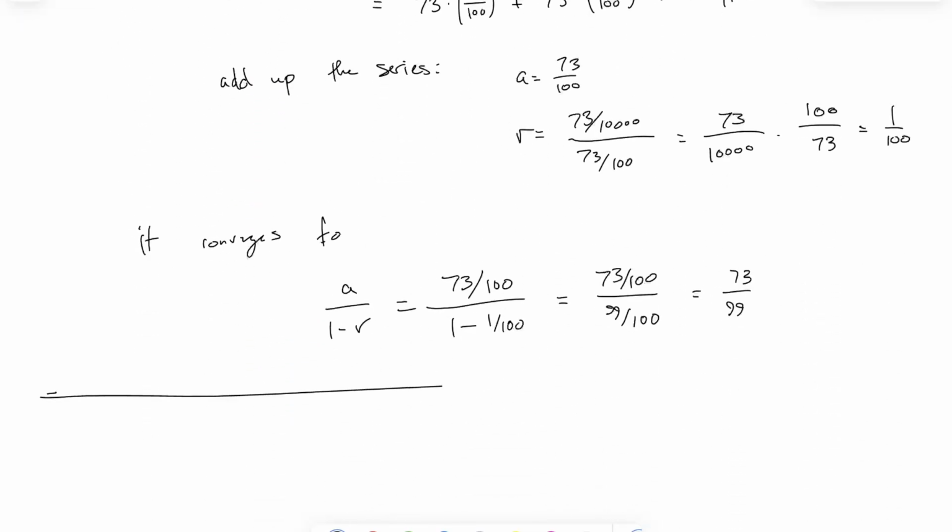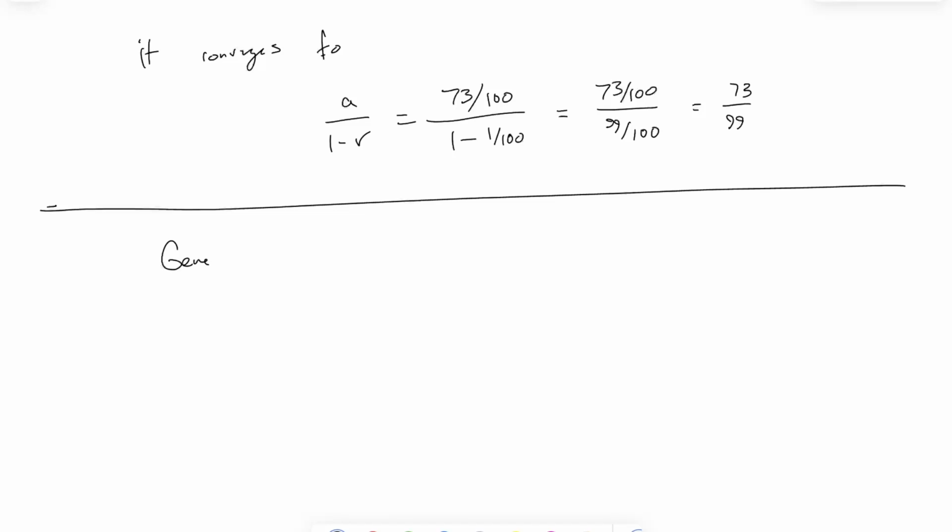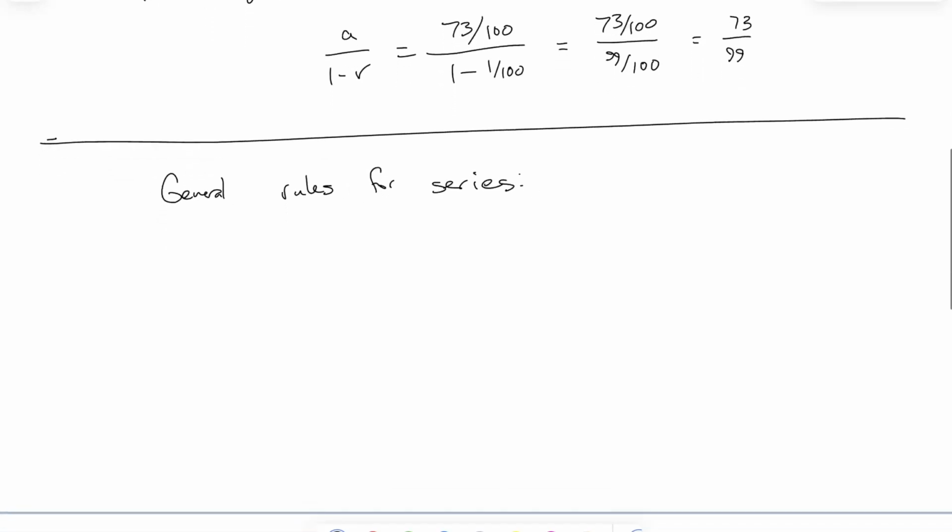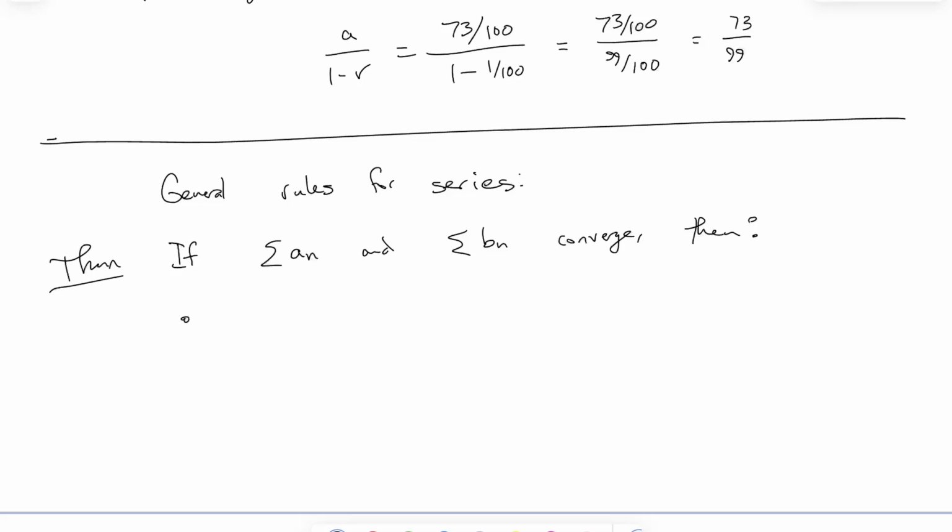One thing to say is general rules for series. These are some more simple but super useful rules. This is very similar to rules that we had for limits, although some of them are a little different. It says if the series sum a_n and the series sum b_n converge, then we can do some tricks. I'll write this like a theorem. The first thing, the sum of c a_n.